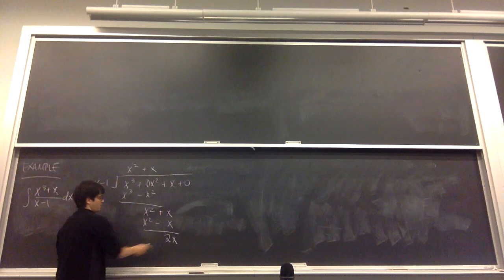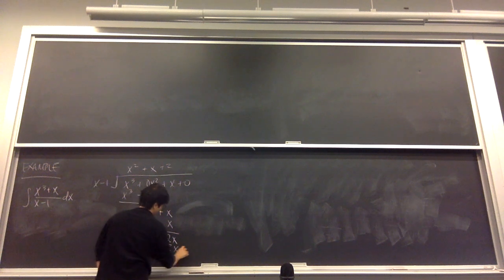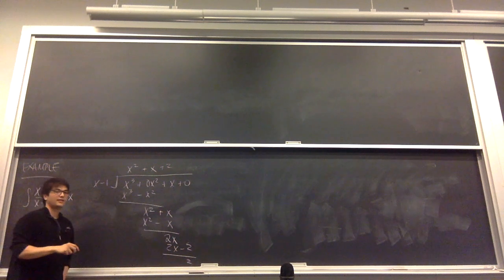How do I get rid of that 2x? You multiply it by 2. You get 2x minus 2. And then you take the difference here and you get 2. How do I get rid of that 2? You can't. Okay, so that then constitutes the remainder.